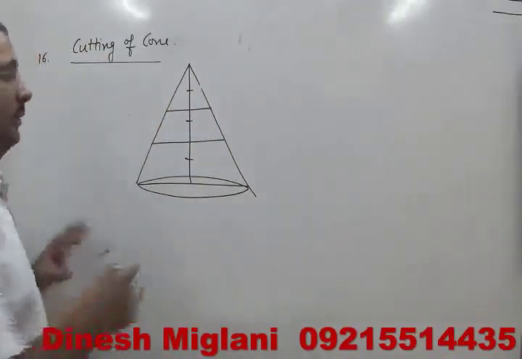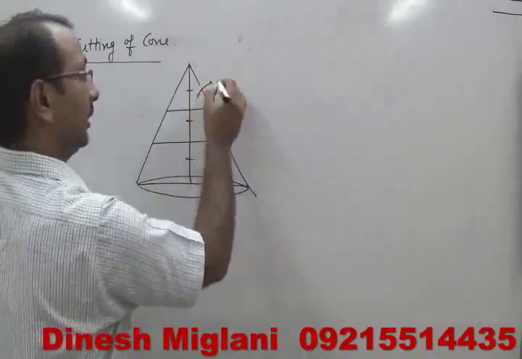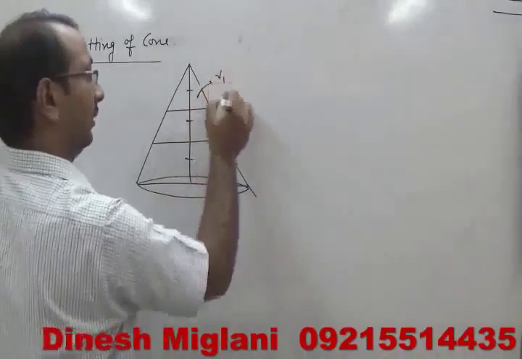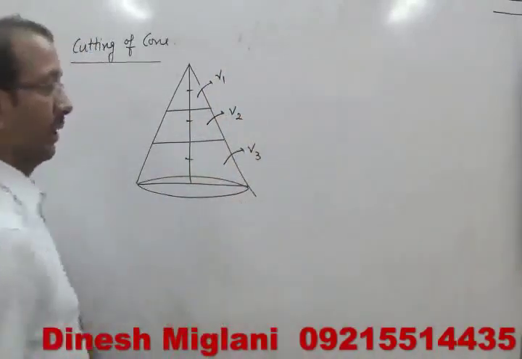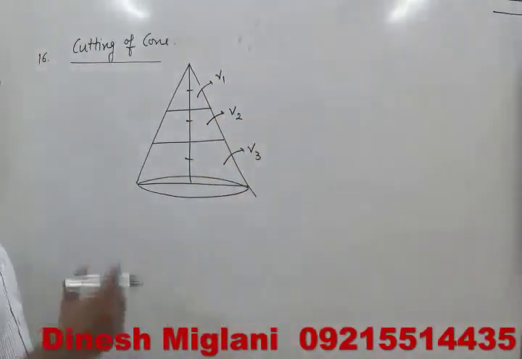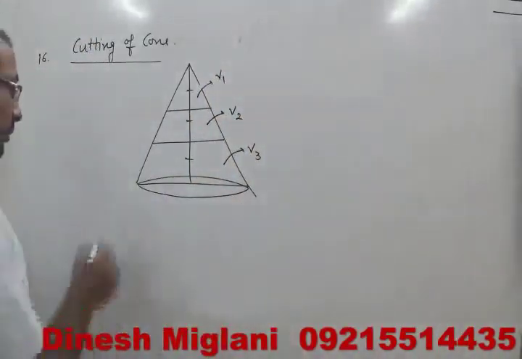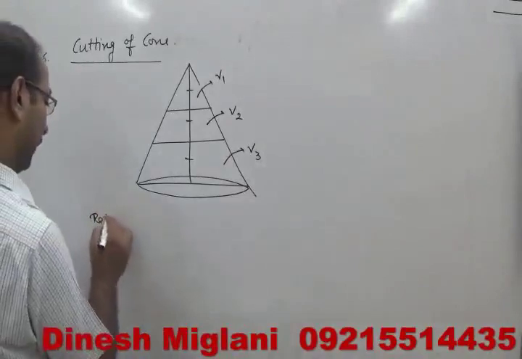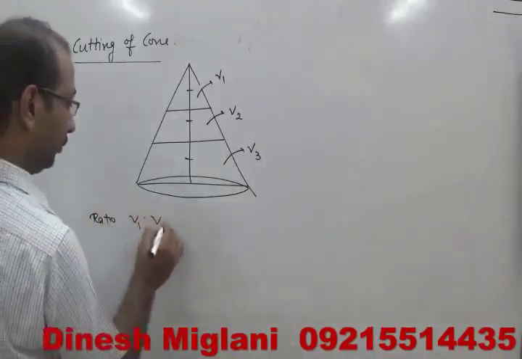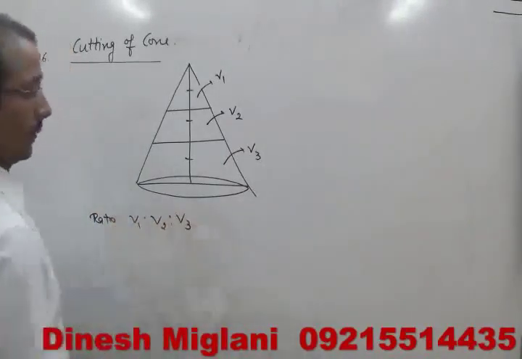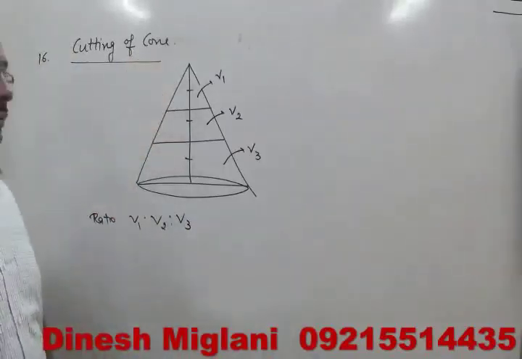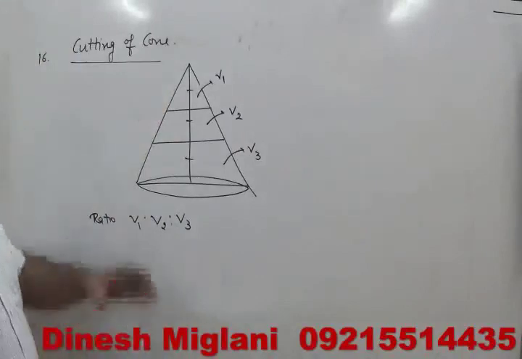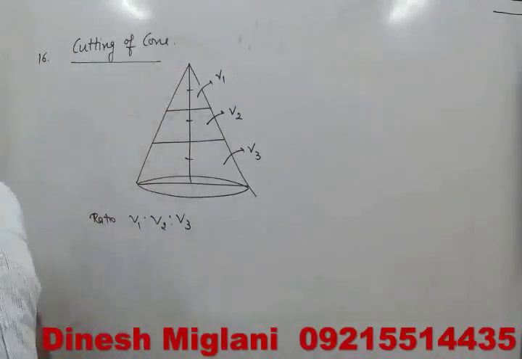Now he is asking that, let us say this first portion is V1, second is V2 and third is V3. V1, V2 and V3 are the volumes of these three sections. We have to find out what is the ratio of V1 is to V2 is to V3. That's my question. And it is given that the height is divided equally. Now let us assume the height to be 3.